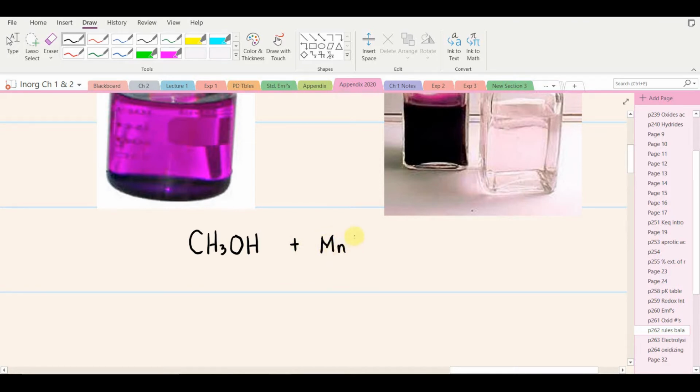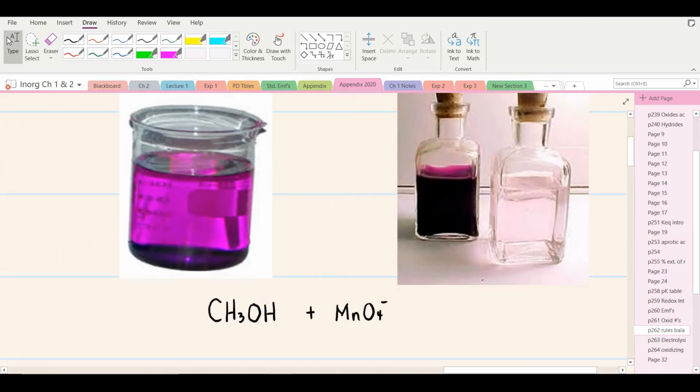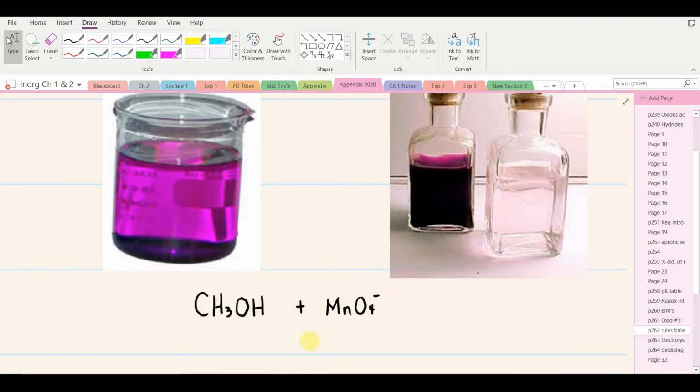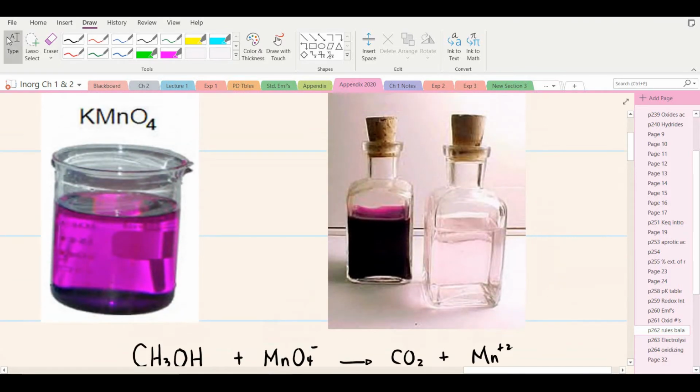Now, potassium permanganate is this dark purple liquid that you see on the left. It's best to leave out spectator ions like potassium because it just causes more grief, more work. So I'm leaving out the K+, and permanganate is the effective ion. It's the oxidizer. And when hydrocarbons or alcohols are burned completely, the carbon goes to CO2. In the process of oxidizing the methanol, the permanganate is reduced to Mn2+, which is this pale pink liquid you can see in the bottle on the far right. It's just barely pink, almost colorless.